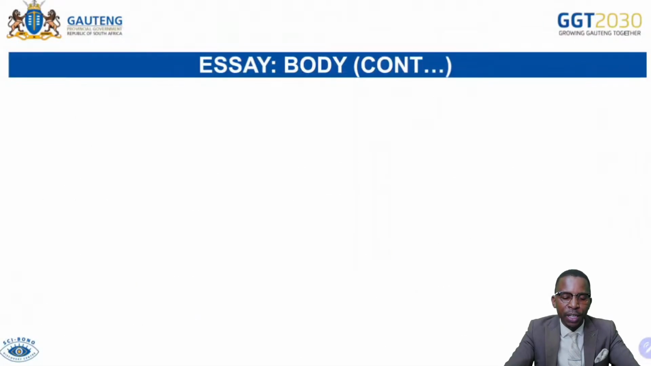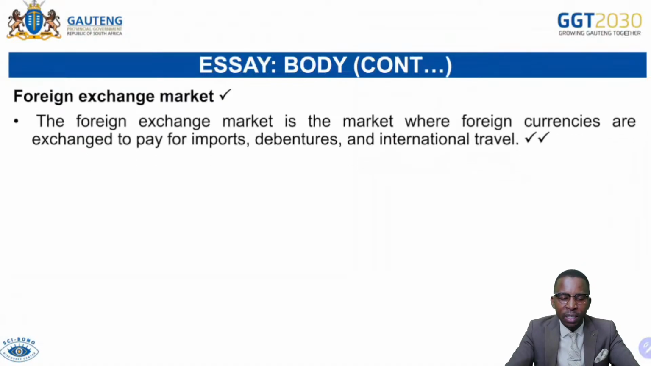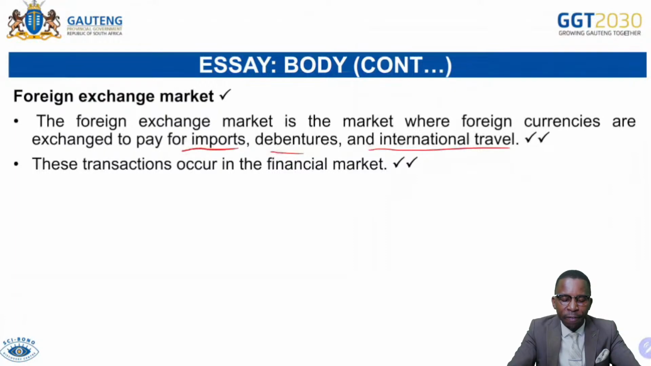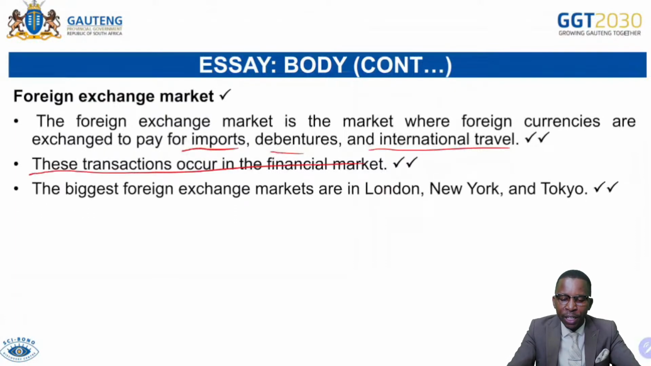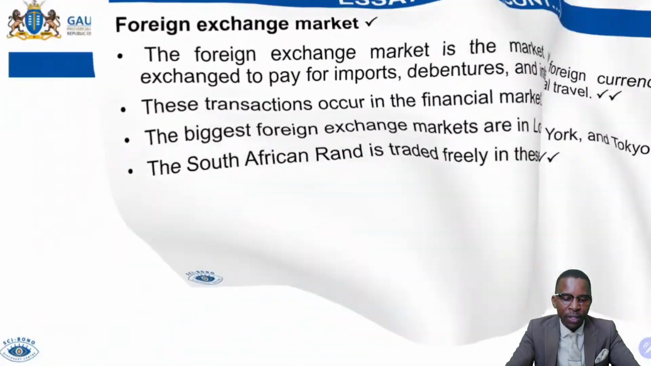Then we go to the foreign exchange market. So the foreign exchange market is the market where different world trade currencies are traded for the exchange, for importation, debentures, as well as international traveling. These transactions occur in the financial market. Remember, they take place in banks, these transactions. The biggest foreign exchange markets in the world are in London, New York, and Tokyo. And then South African rand is freely exchanged in this market because we use the free floating exchange rate.